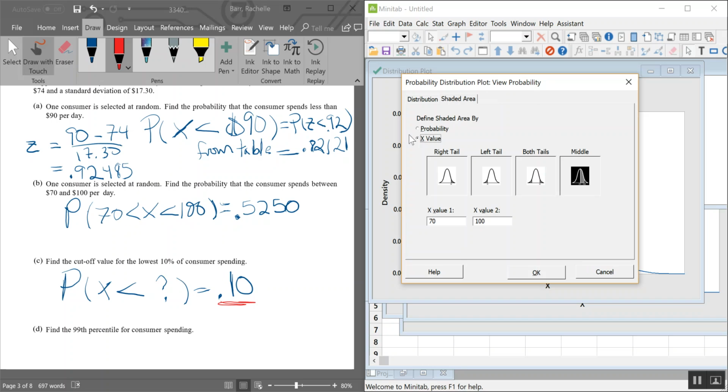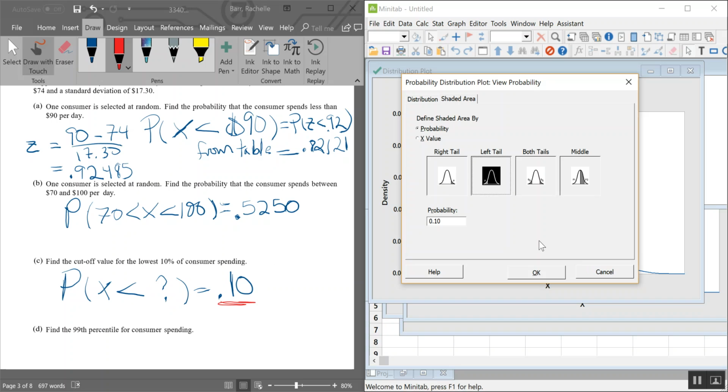Here, I don't know the X values. I know the probability. The stuff smaller than this is 10%. So we're going to go to Probability this time. It's going to ask you what probability you know. Well, it's going to be 10%, so 0.10. Notice I'm using probabilities here, not percentages. You should probably just use the probabilities. And then when I think about this, it's the stuff smaller than a particular unknown value. So this is stuff to the left.